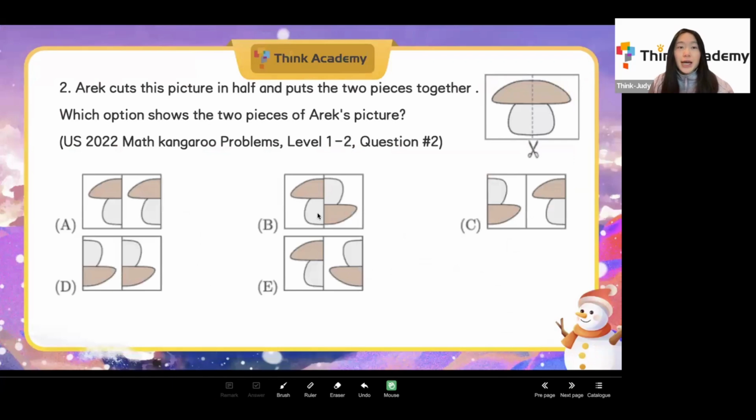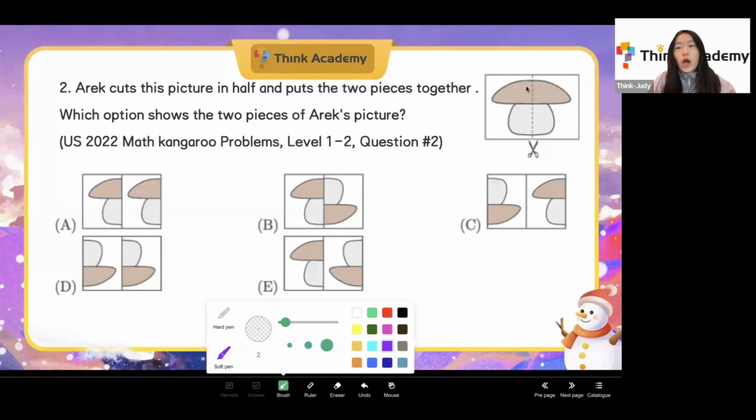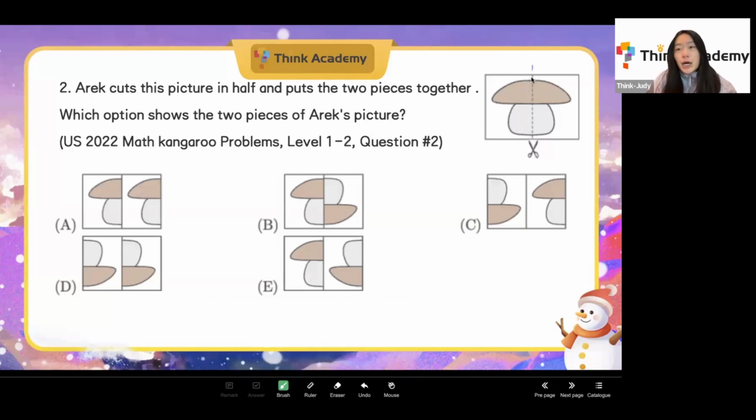So now let's move on to the second question. Eric cuts this picture in half and puts the two pieces together. Which option shows the two pieces of Eric's picture? So here, the most important thing is what? Actually, we need to figure out this is an original picture and we only have the patterns. We only have the pattern on the surface, right? It's only on this side. But when I cut it, actually we can rotate the two pieces to make A, B, C, D, E, right? One of them. And we need to say which one is the correct one.